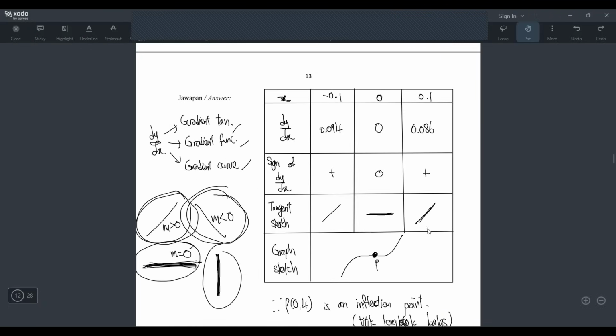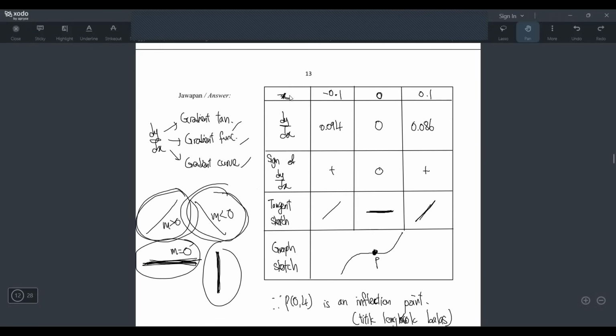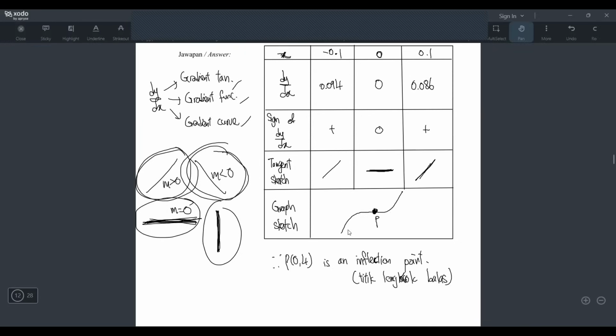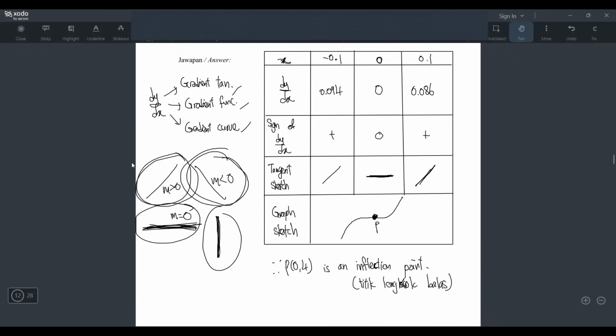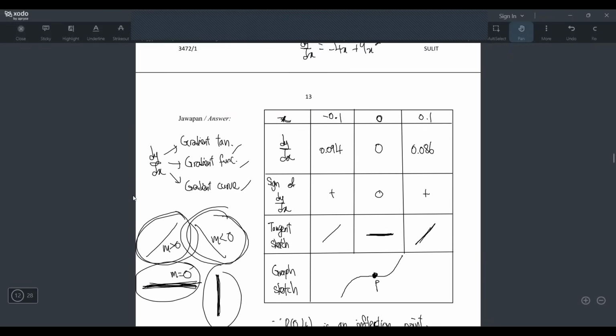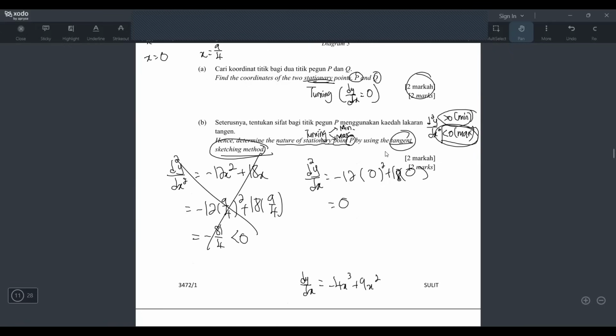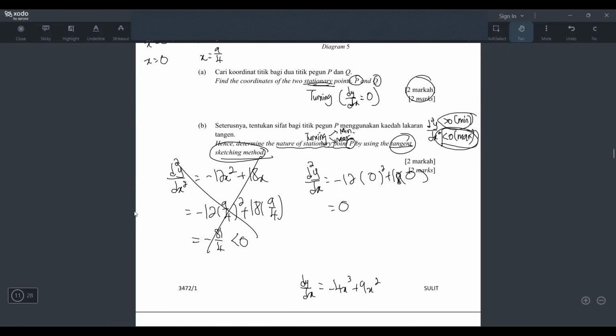And this is how the tangent sketching method looks like. Get the x, and then get one value that is slightly bigger than the x, and the other one slightly smaller, and then find the dy/dx, take the sign, and then sketch the tangent, and then sketch the graph. After you sketch the graph, you will write down that the point is actually an inflection point, right? Or we call it titik lengkok balas in Bahasa Melayu. So why we call it inflection point is because it's not maximum and it's not minimum.